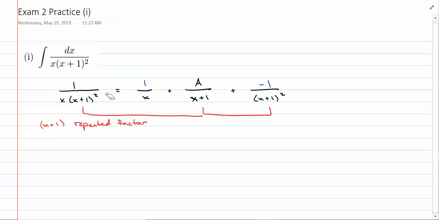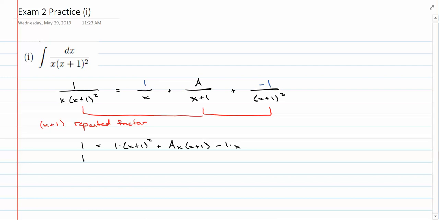We're going to take this whole equation here and multiply both sides by this big denominator, x times x plus 1 squared. If we did that, we'd have a 1 on the left. We'd have 1 times x plus 1 squared, plus a times x plus 1, minus 1 times x. Okay, when we multiply all three of these fractions by that common denominator, different things cancel each time.